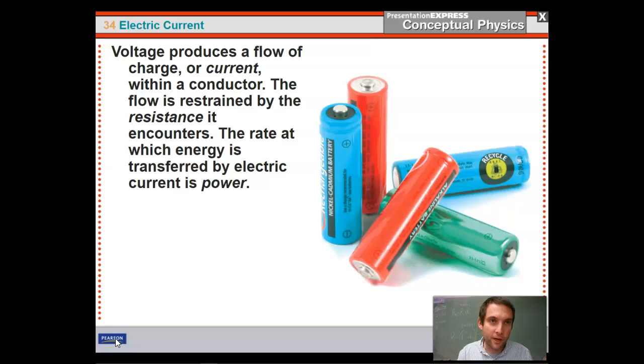So if we have a radio plugged in, then we give that energy to the radio to turn on and receive radio waves, or to turn on and produce the music. If it's a light, when you turn on the light, it changes the energy into thermal energy, which then gives off light energy. The rate that energy is used is power. So the rate that energy is transferred from the electric current is the power.